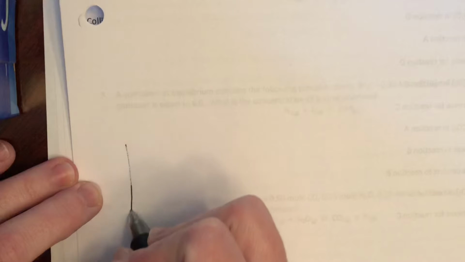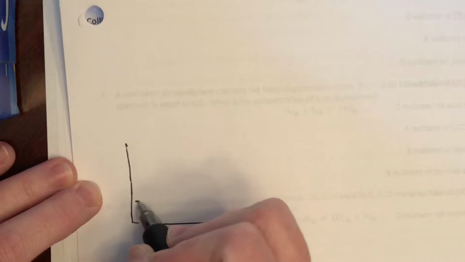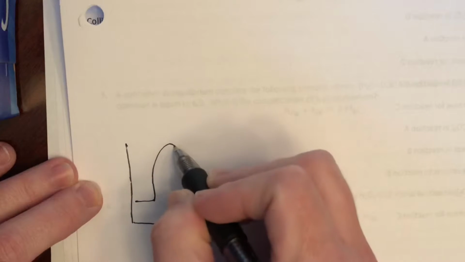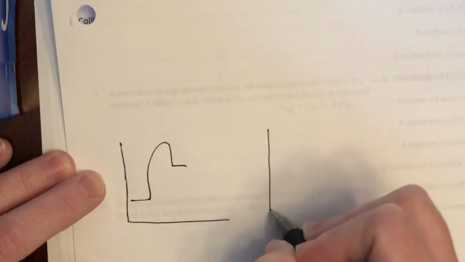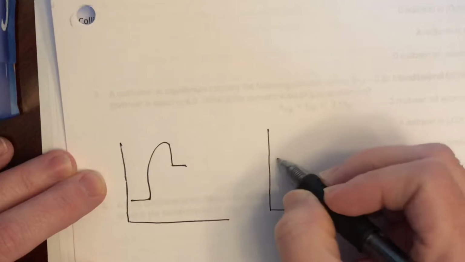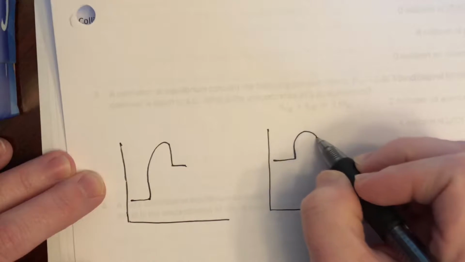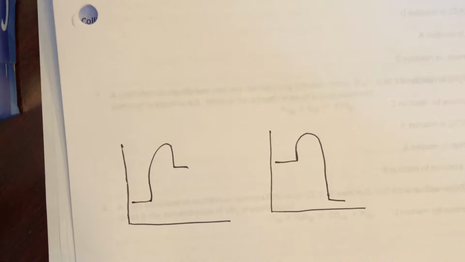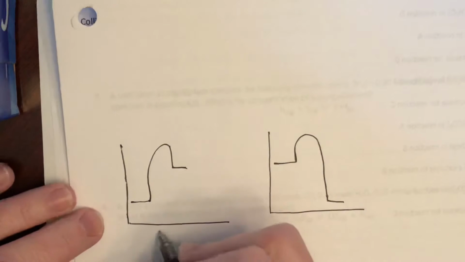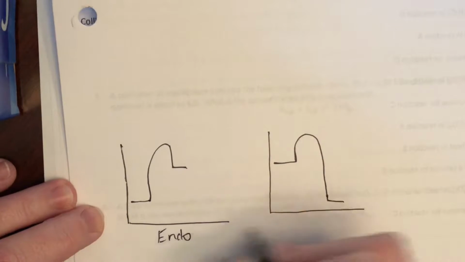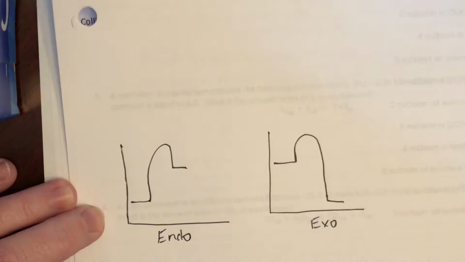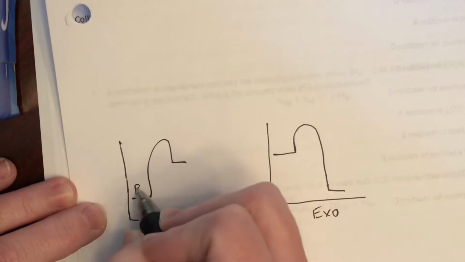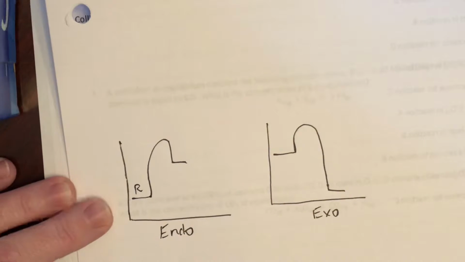So we talked about having a graph, your X and your Y axis, and then you start low and go really high like over a roller coaster, and then you end up higher than where you started. And then the other type of graph, same thing. We start higher, we have a little hill to climb, and then we end up lower than where we started. So one's endothermic and one's exothermic. This one is endo, okay? This one is exo.